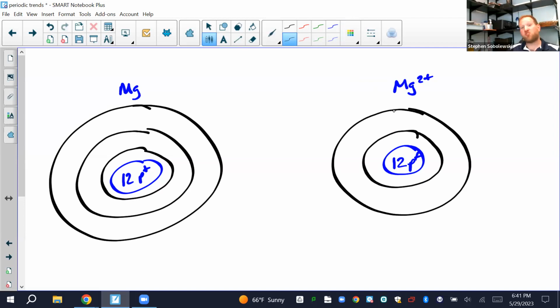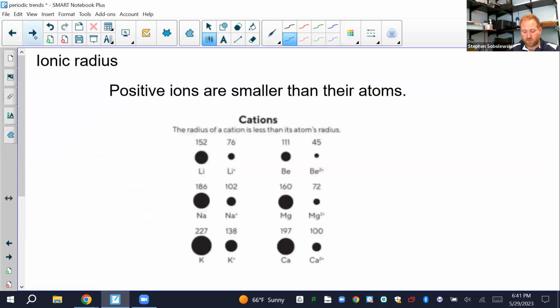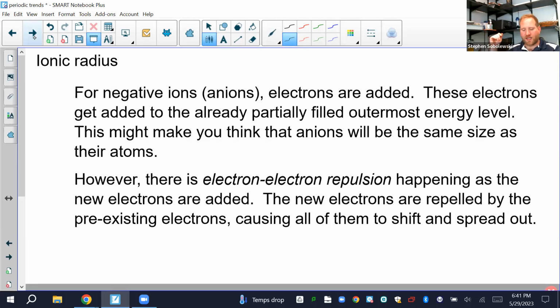And we can see that we shrink it down. So as you can see here, positive ions are smaller than their atoms. In all of these examples, you shrink the size of it when you go from a neutral atom to a cation. What about negative ions?